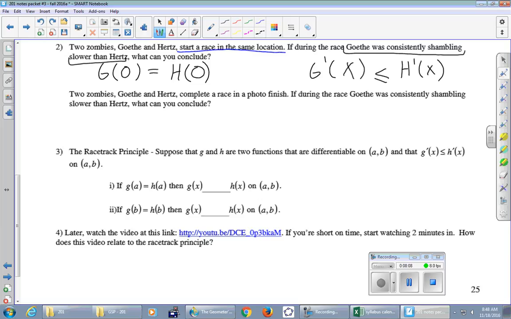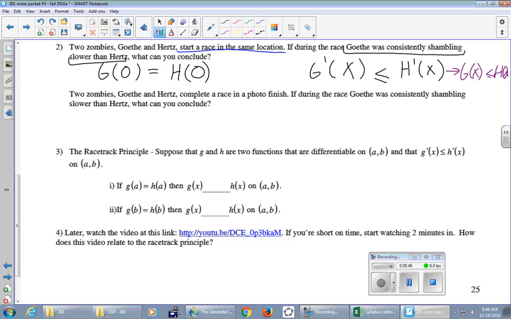Well, I mean, it could be an equalizer. Maybe they're running the same speed at some points, but the conclusion that you said was that all the time Goethe was losing. And so how do I write that as a symbol? g is always what? Less than h, right? g is always behind. Again, just imagine them running on the x-axis. Yes, thank you. Less than or equal to.